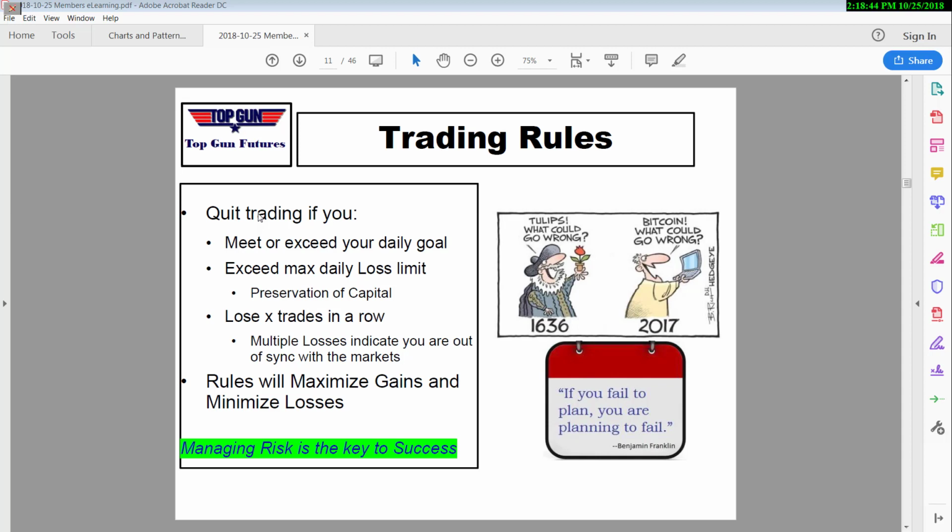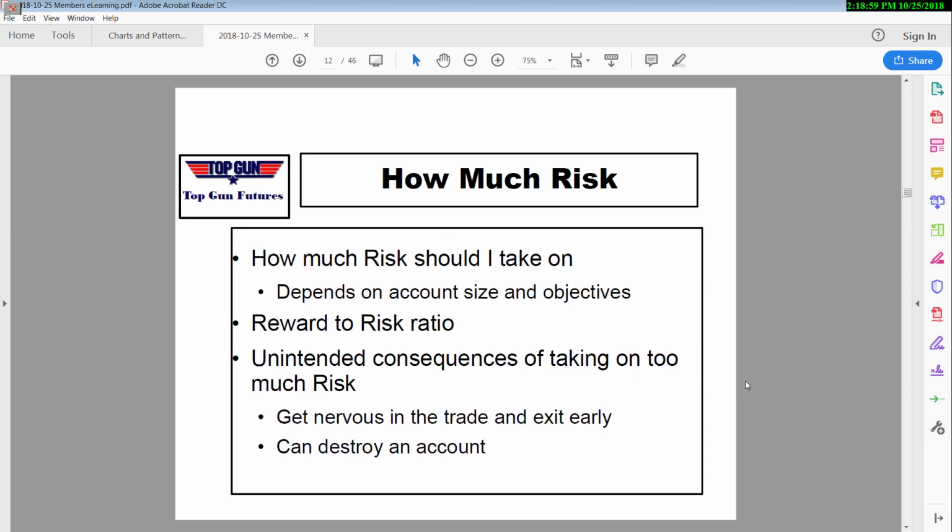These rules are out there to maximize your gains and to minimize your losses, because managing the risk and managing your emotions is what's going to make you a successful trader. And now talking about risk. How much should we take on? Well, it depends on your account size.